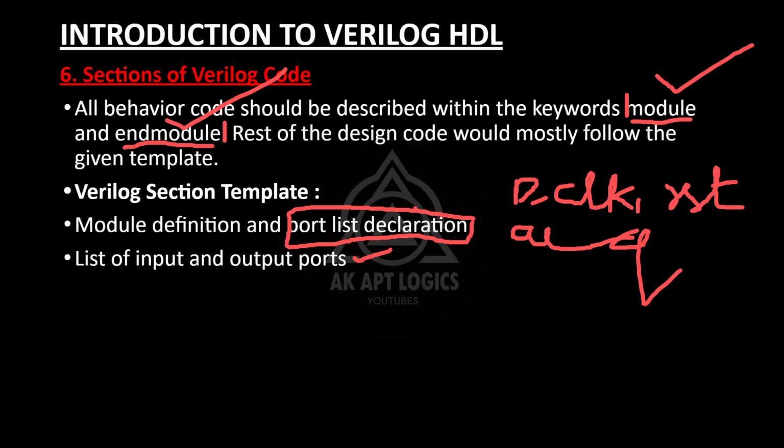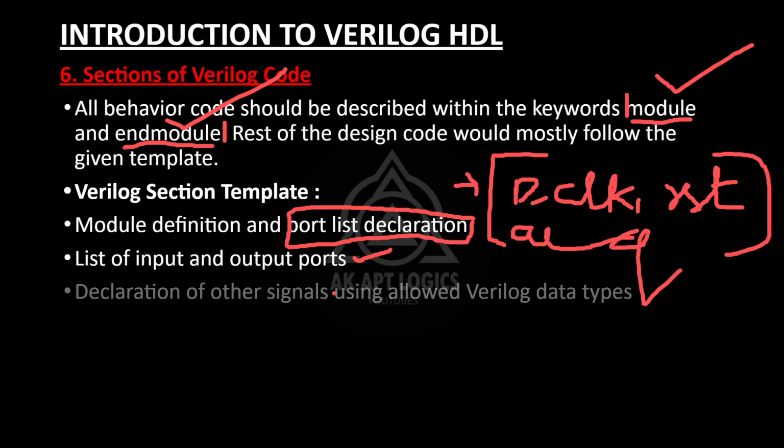Port list, in the sense, we will give these names only. After giving these names, we will list which of these are inputs and which of these are outputs. Port list means we just give the names. These are the ports that we are going to have in my design. After mentioning those ports, we will say which of them we are going to use as inputs and which as outputs. We will tell that in the design code.